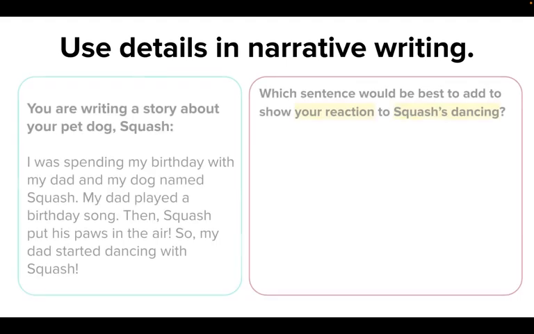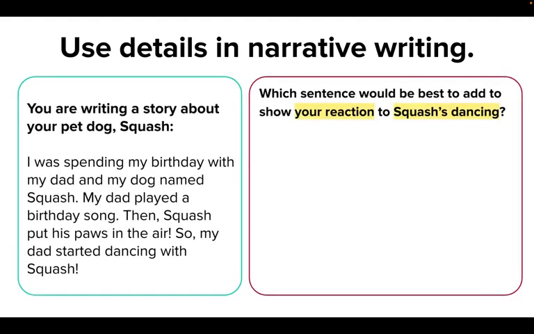Now let's look at a different example. For this skill, you might also be selecting a sentence that adds detail, not just a word or phrase. Let's read this together. You are writing a story about your pet dog, Squash. I was spending my birthday with my dad and my dog named Squash. My dad played a birthday song. Then Squash put his paws in the air, so my dad started dancing with Squash.